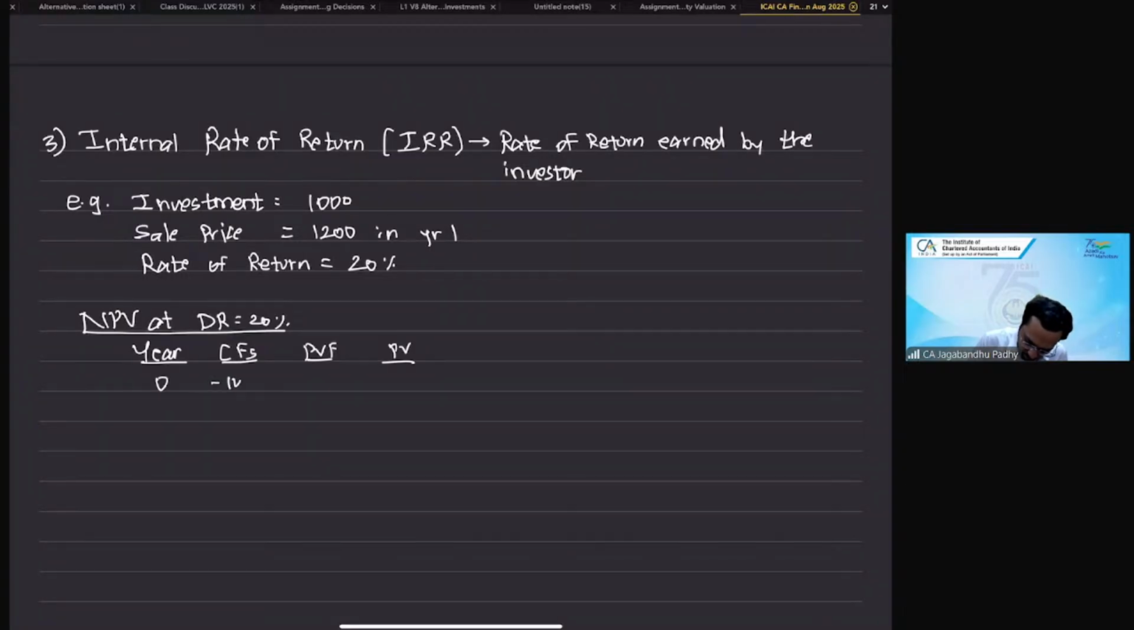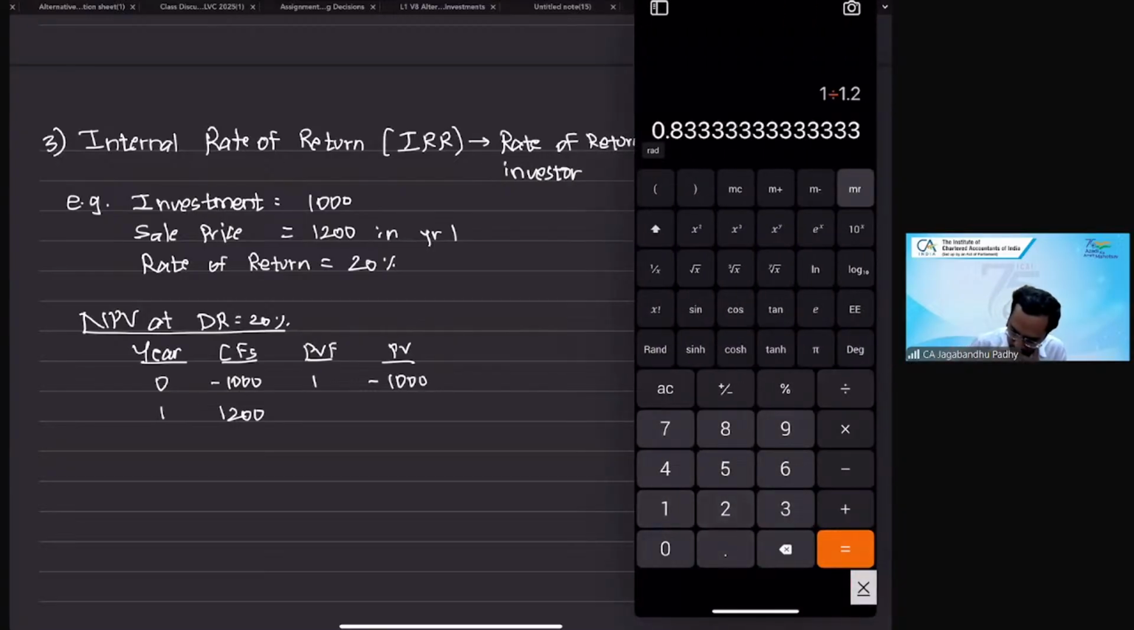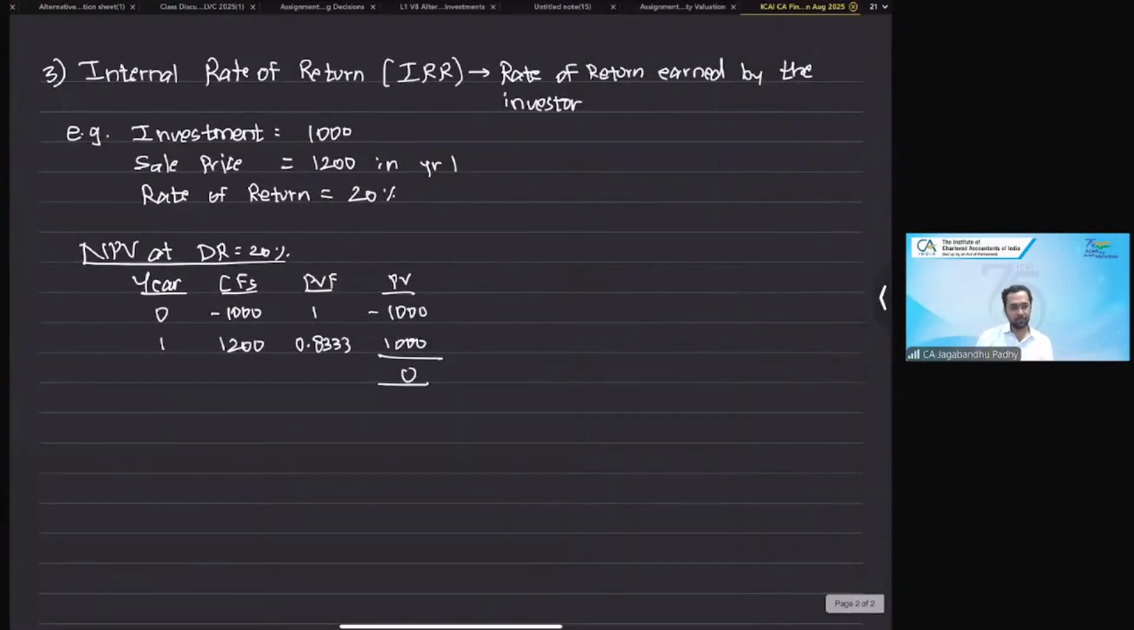So year 0, you're paying 1,000. Present value factor is 1 and PV is going to be 1,000. Then year 1, you're receiving 1,200. So let's say PV factor at 20%. How much is the PV factor at 20%? 1 divided by 1.2, which is 0.8333. You'll get the PV to be 1,000. And that essentially makes the NPV as 0. Okay, so with this, we can definitely say IRR is the rate which is earned by the investor. It is also the rate at which the NPV turns out to be 0.